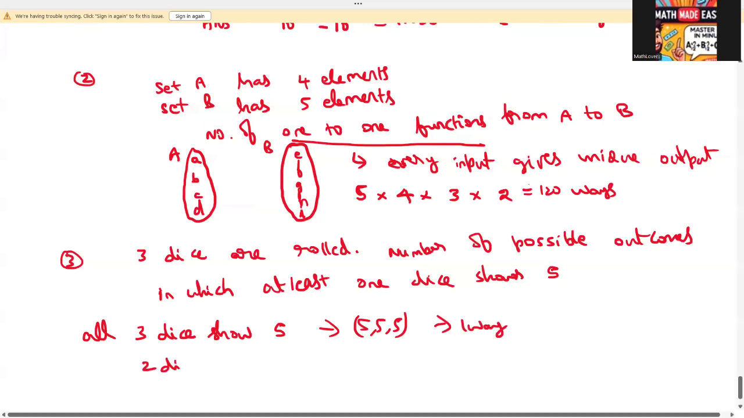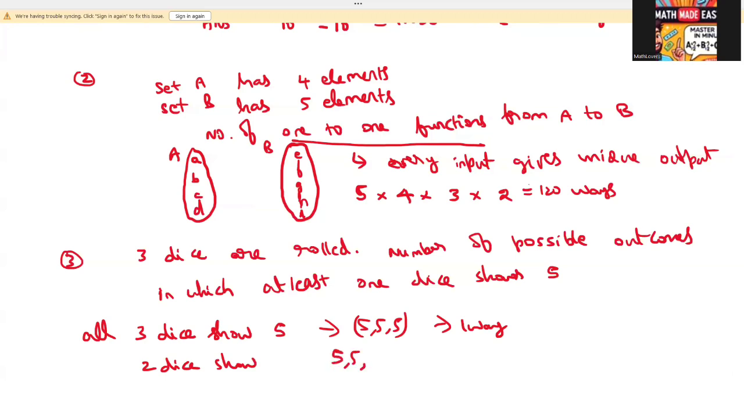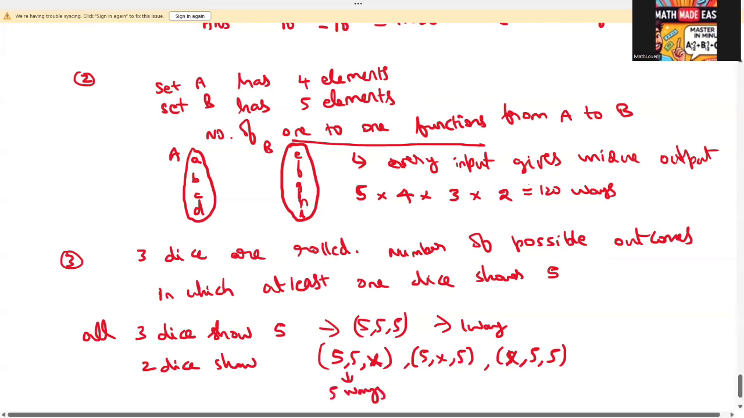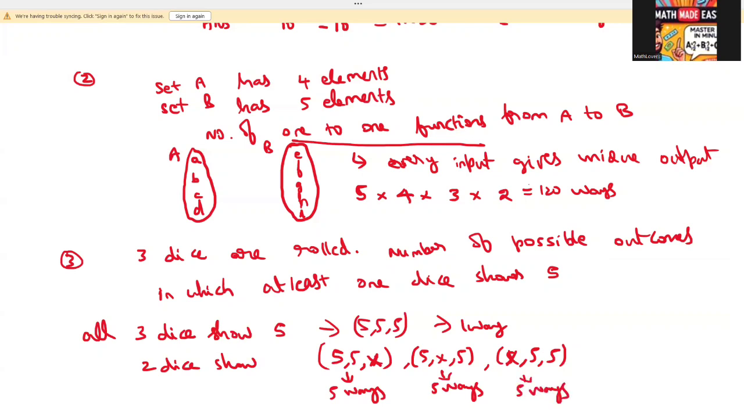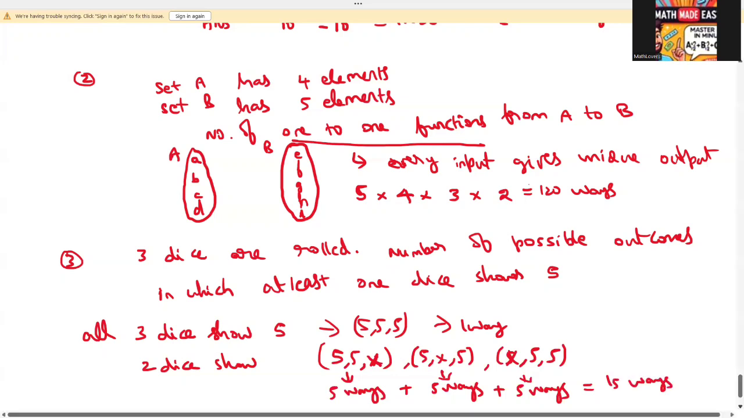Now let's say 2 dice show 5. That will be like 5, 5, x, where the other number could be anything. Or 5, x, 5, or x, 5, 5. In each of these, we are considering x to be any number apart from 5, which means it could be 1, 2, 3, 4, or 6. So we still have 5 choices. So this can happen in 5 ways, this in 5 ways, and this in 5 ways. They are independent cases, so we need to add them up. So 5 plus 5 plus 5, altogether we have 15 ways this can happen.